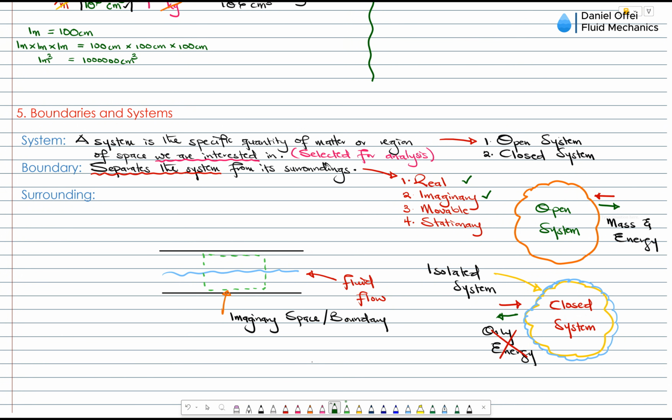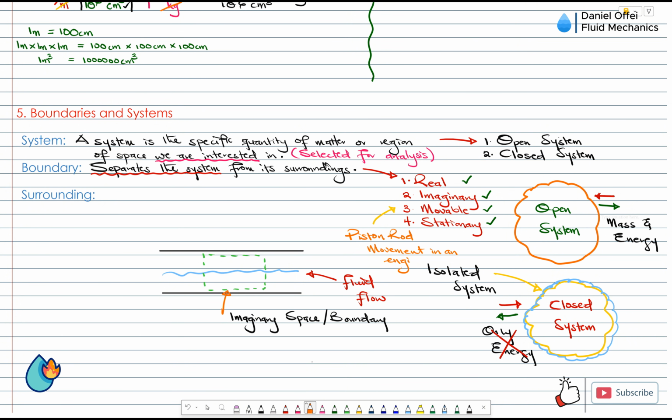Then we can have the stationary boundary and the movable boundary. Some boundaries do not stay at one place. They can move from time to time, and we have to factor that in any analysis that we make when studying such systems.